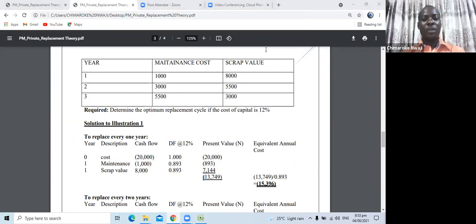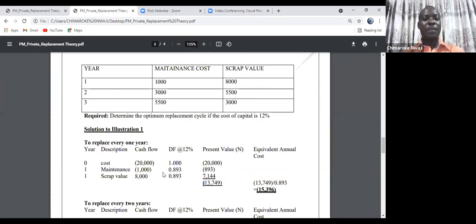Okay, now when we multiply 0.893 by 1000, we have 893. Then we go to the scrap value, which is 8000. We multiply it by the discount factor for year 1, which is 0.893.